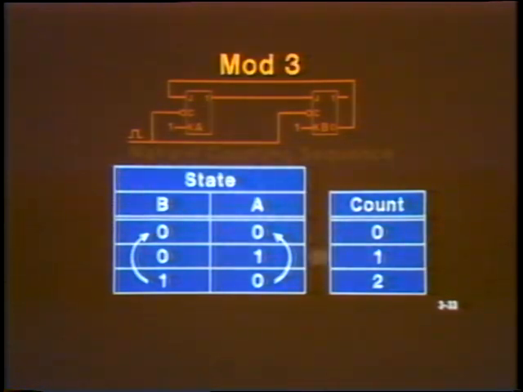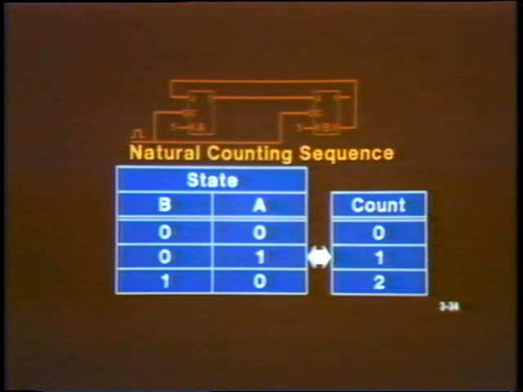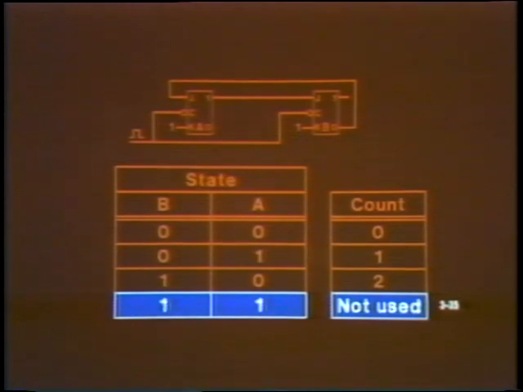This circuit employs the natural counting sequence. That is, each state, when interpreted as a binary number, equals the count assigned to it. The 0,0 state is assigned to the 0 count. The 0,1 state is assigned to the 1 count. And the 1,0 state is assigned to the 2 count. The 1,1 state, which is normally assigned to the count of 3, is not used at all.